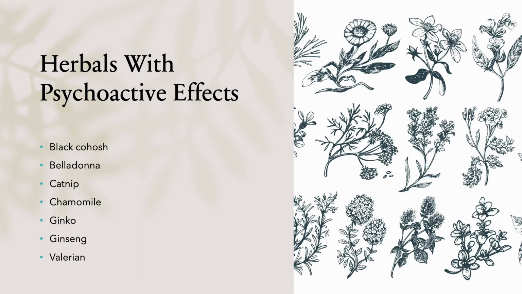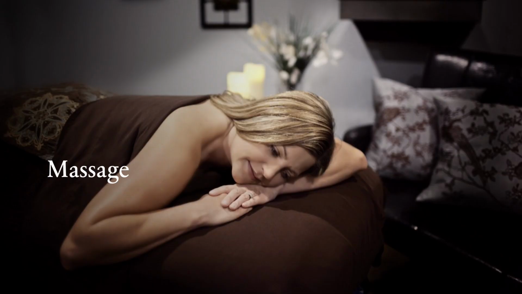Common herbals with psychoactive effects include black cohosh, that can cause menopausal symptoms, premenstrual syndrome, dysmenorrhea. Then there's belladonna that can cause anxiety, catnip can cause sedation, chamomile can cause sedation and anxiety, ginkgo can cause delirium, dementia, sexual dysfunction caused by SSRIs, ginseng can cause depression and fatigue, and valerian can cause sedation.